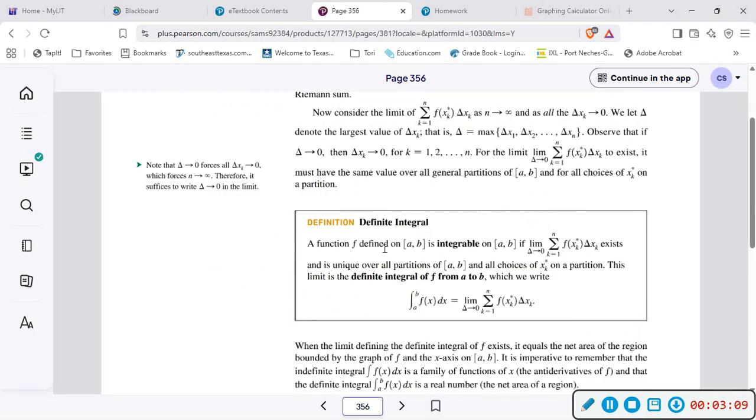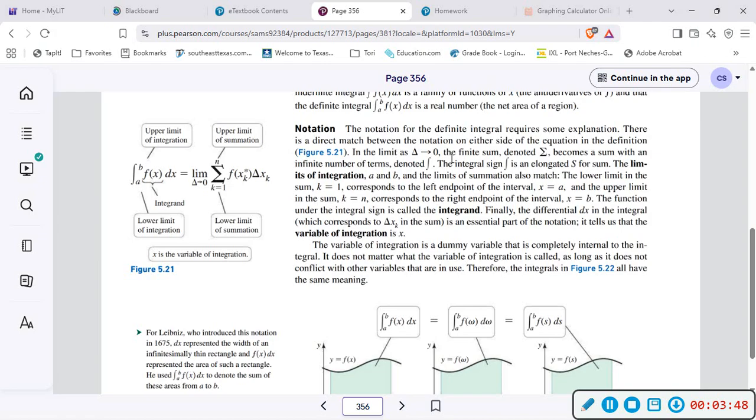So you have a function f defined on [a, b]. It says if the limit as the change in x goes to 0, so that's making as many partitions as we can, of this sum exists and is unique for all partitions and all choices of x_k star, this limit is the definition of the integral from a to b, and we write it like this. So this little symbol is an integral. So the integral from a to b of f of x dx is equal to the limit as the change in x goes to 0 of the sum from k equals 1 to n of the function.